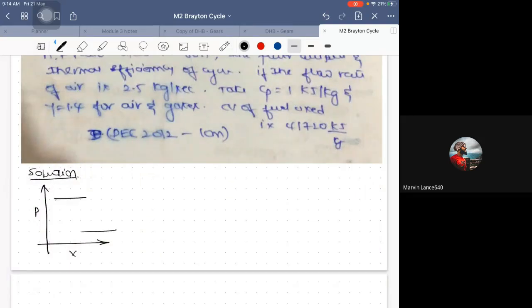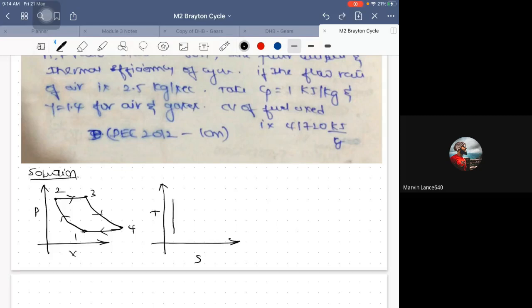So first, immediately draw the Brayton cycle. Mark these points as state 1, state 2, state 3 and 4. Now 1 to 2 is adiabatic compression, 2 to 3 is isobaric heat addition, 3 to 4 is expansion, and 4 to 1 is heat rejection, isobarically again. So now, draw the TS diagram.